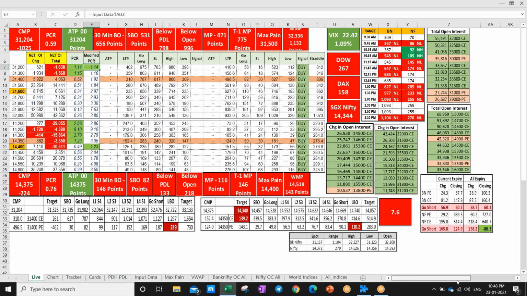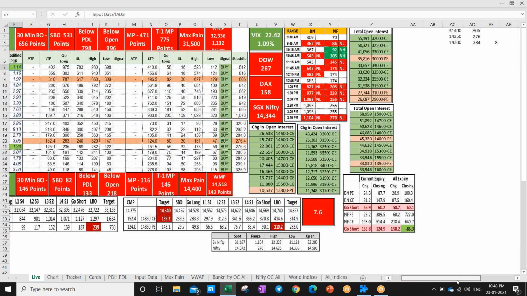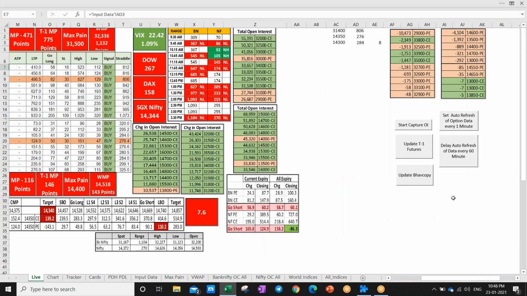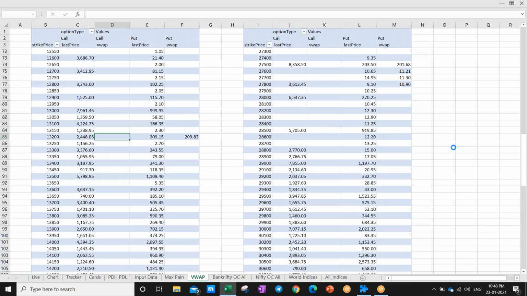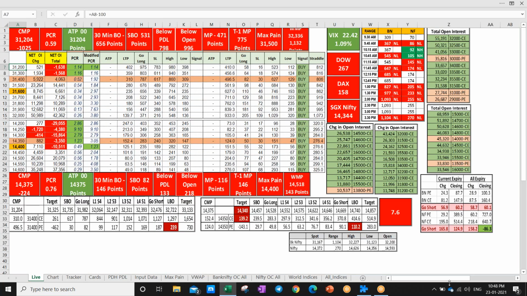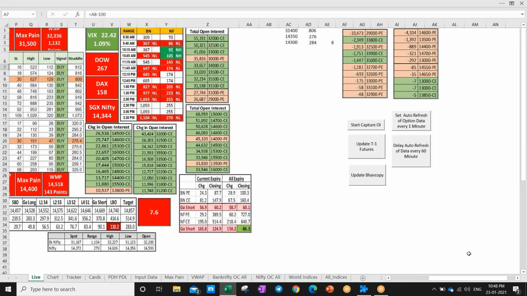And here on the right side I have given 5 small buttons. If you want to change the refresh, normally every 1 minute, you change it here. Click this, and all the data will get refreshed every 1 minute. And if after market hours you don't want the refresh to happen every 1 minute, you click this and delay it to 60 minutes.